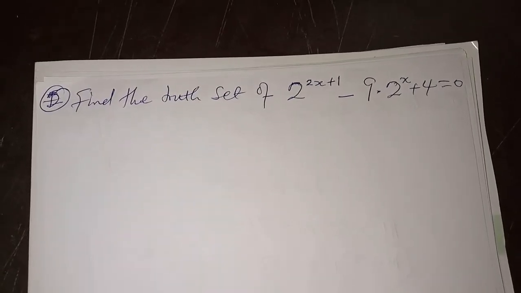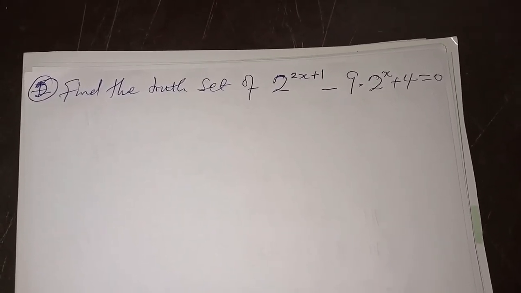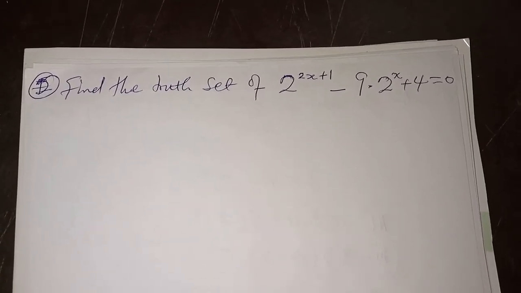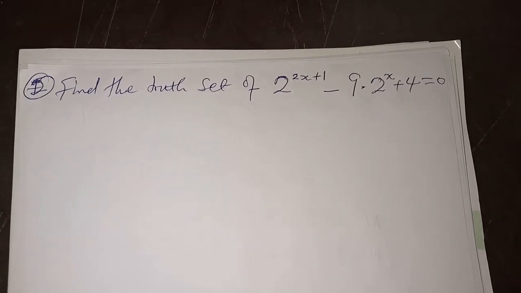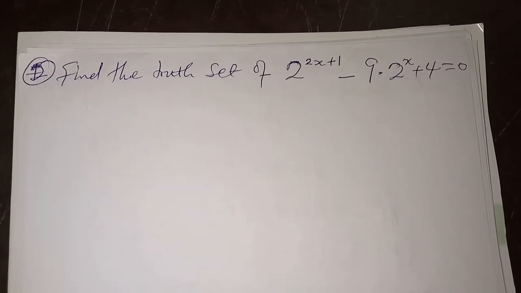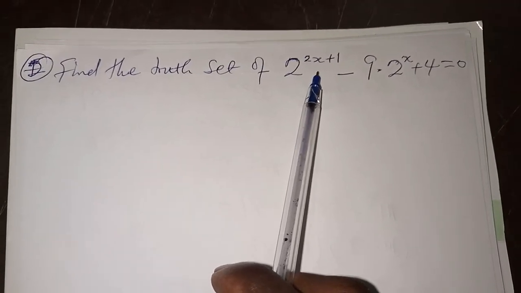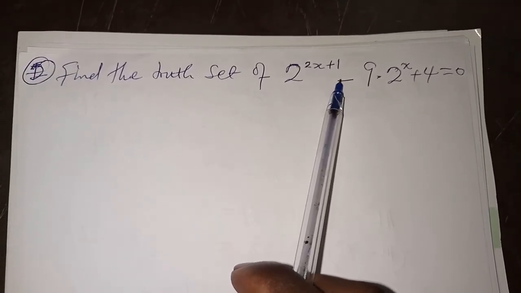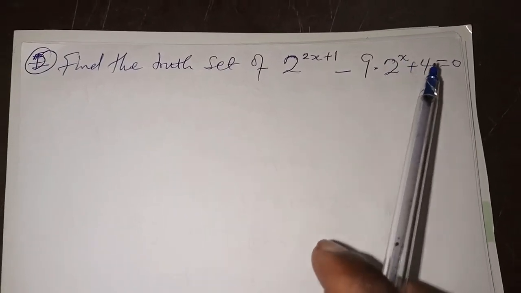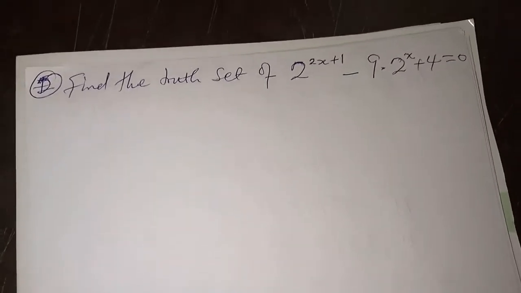Our second question says, find the true set of 2^(2x+1) − 9 times 2^x + 4 = 0. This is just like question 1. We have 2x here as the exponent, but only that in this case it is a binomial. We have plus another one again. Then we have 2^x only here, so only x at the exponent. We have a constant term. So this is an indication that our equation will be a quadratic equation.